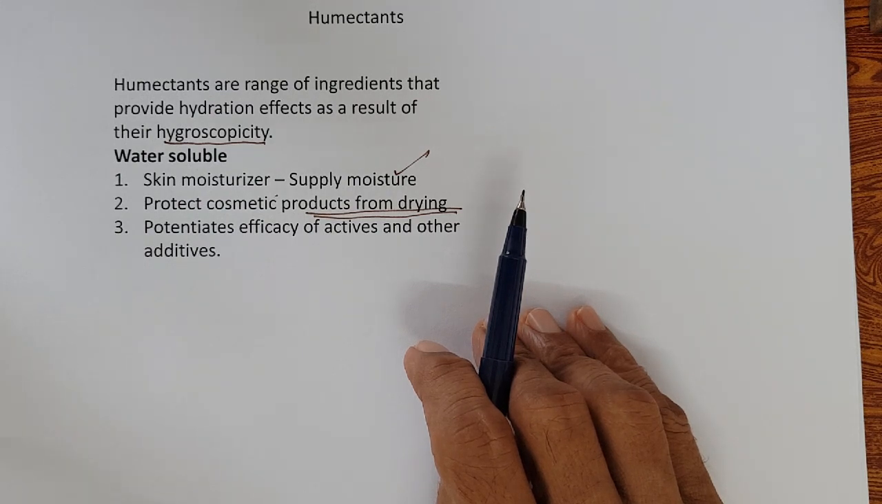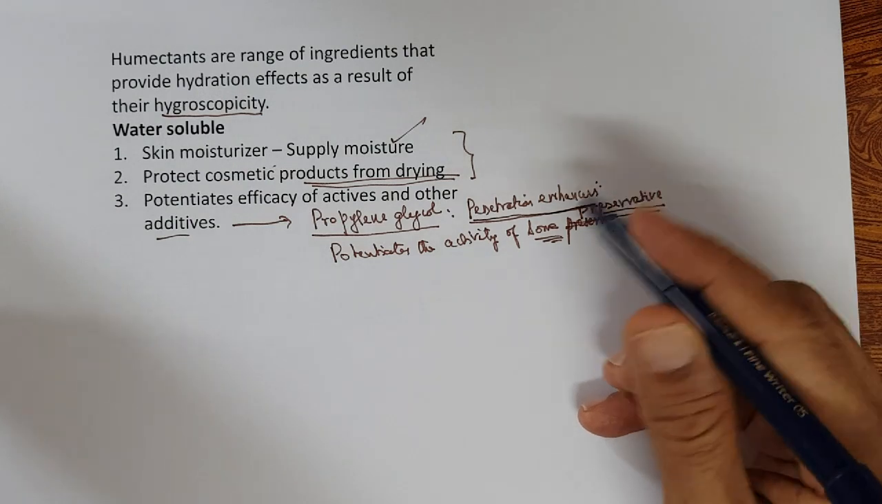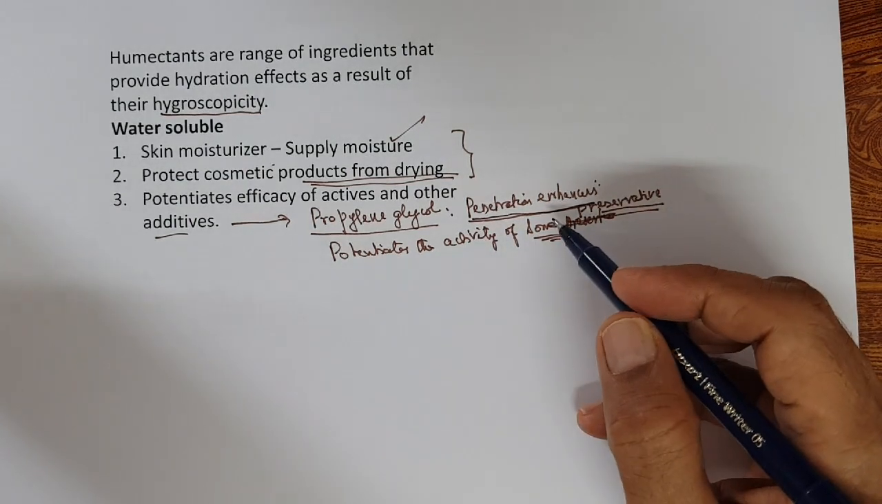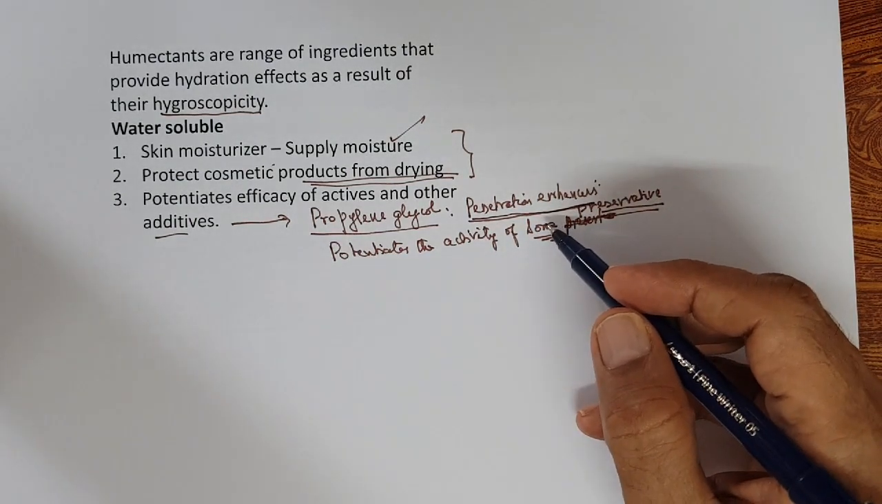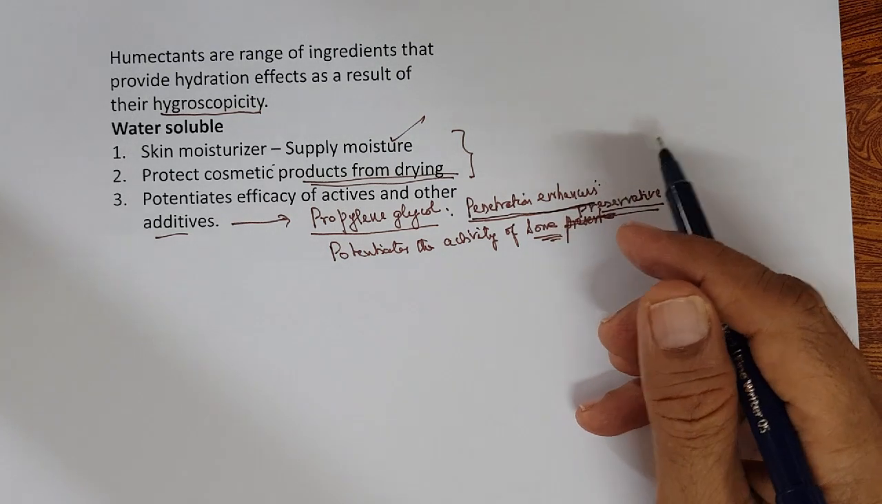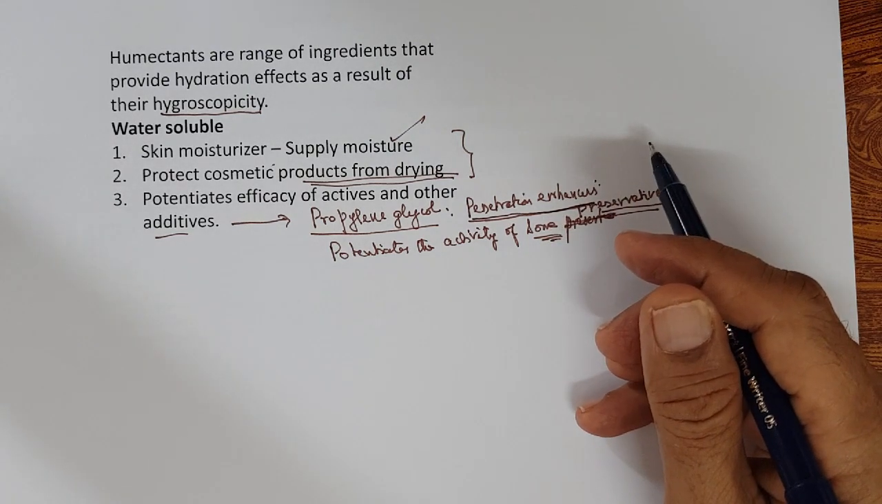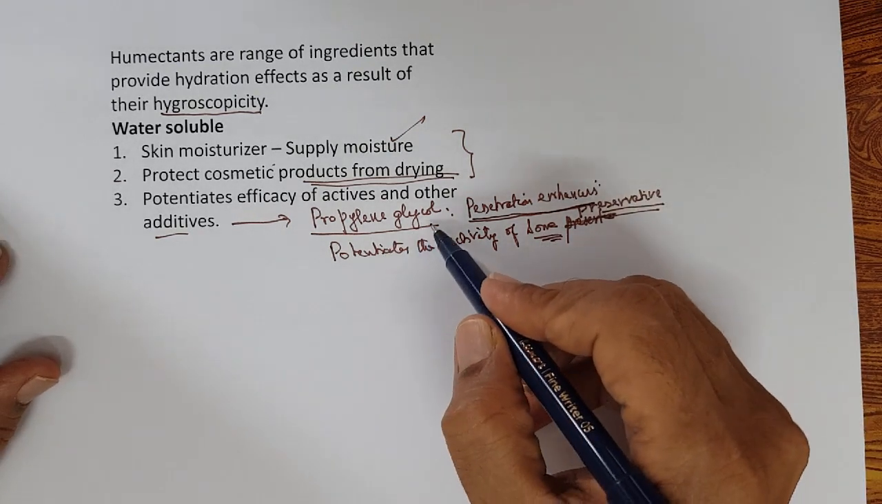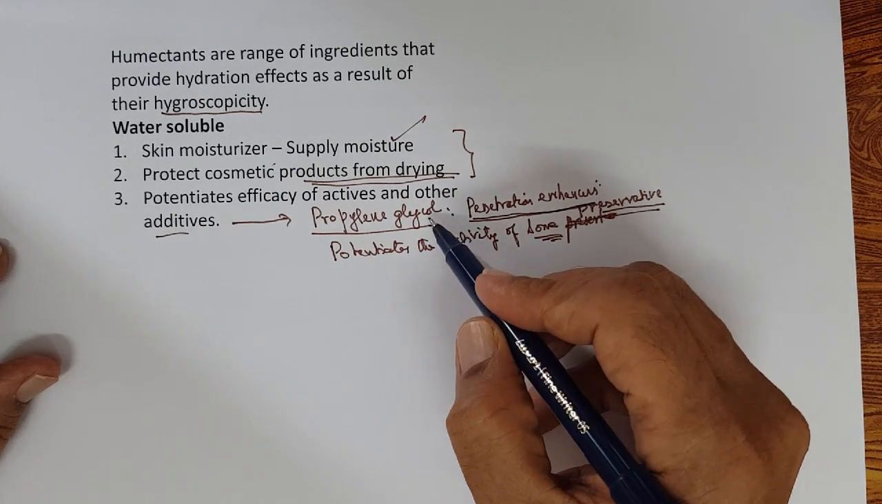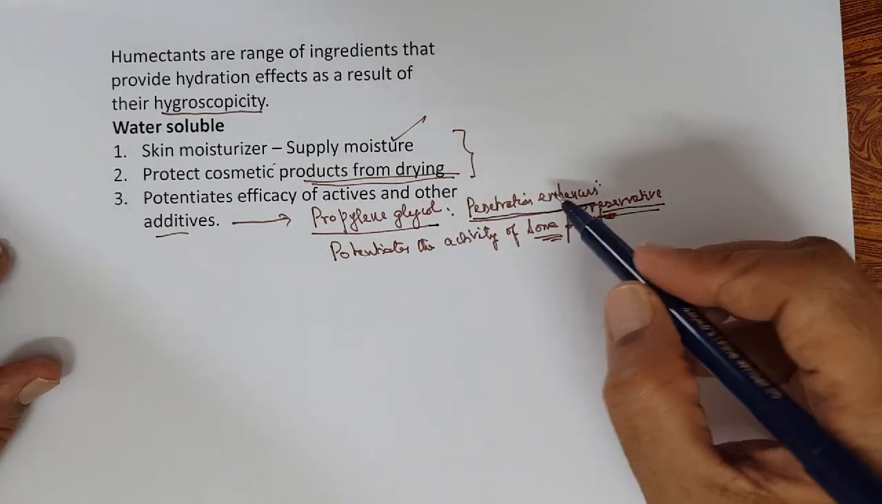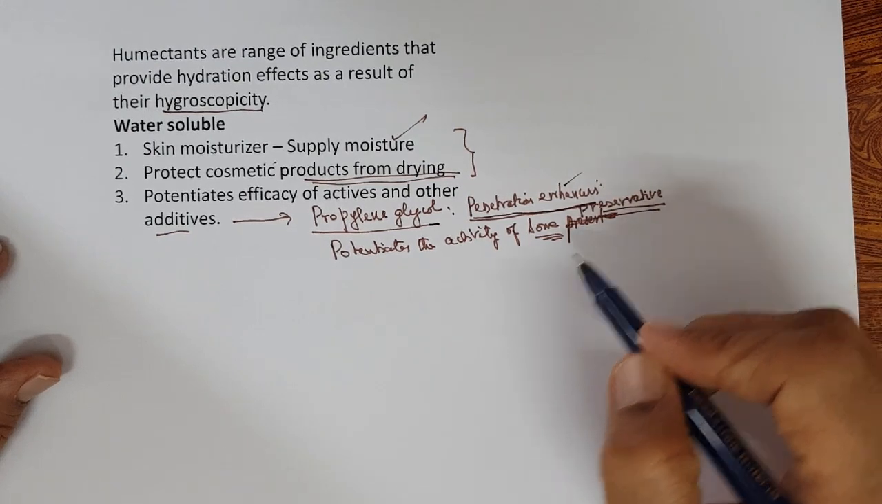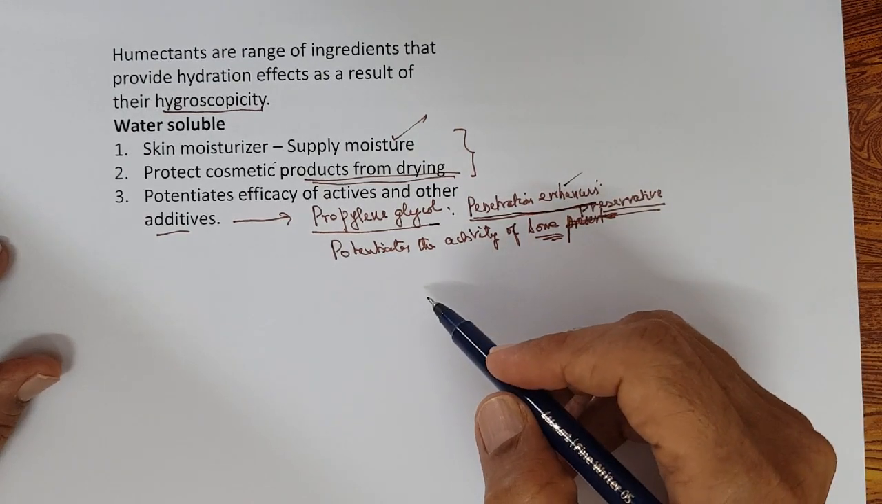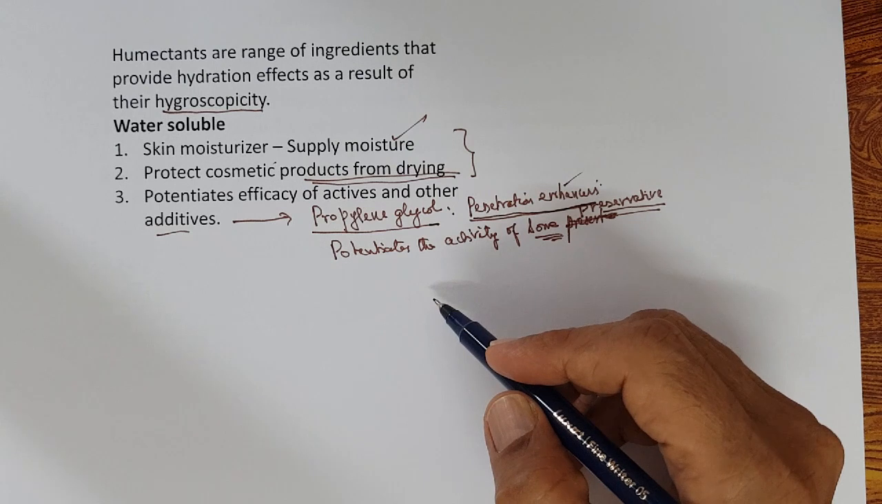the cosmetic products are protected. So humectants, this propylene glycol is also called a penetration enhancer because it alters the stratum corneum and allows the actives to penetrate inside the skin. So apart from the humectant activity, propylene glycol also acts as a penetration enhancer, and some of the preservatives.